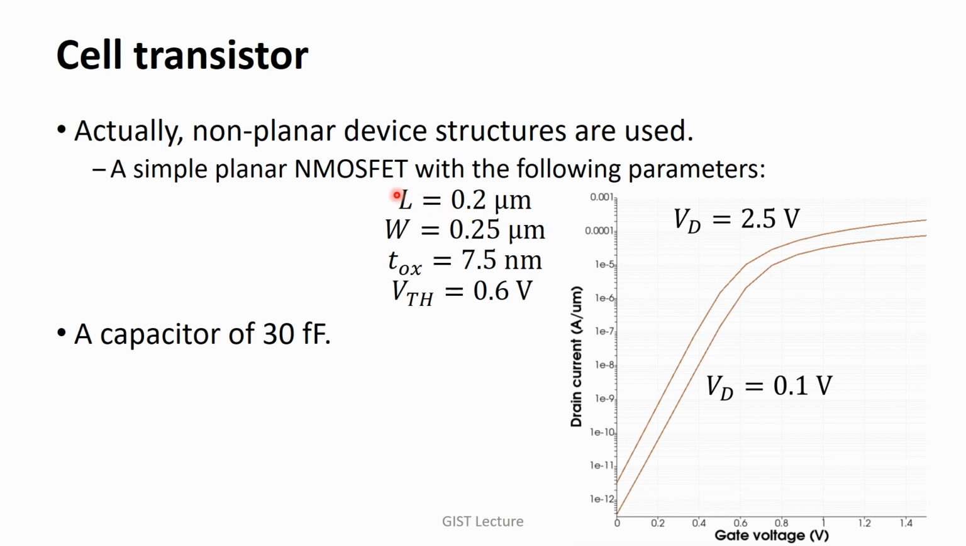Since the small area is important, actually, non-planar devices are used as cell transistors. In those devices, we have long effective channels. However, in this example, we just use a simple planar MOSFET only for simplicity. Its parameters are shown here and the IV characteristics are drawn in this graph. A capacitor is said to be 30 femtofarad in this example.